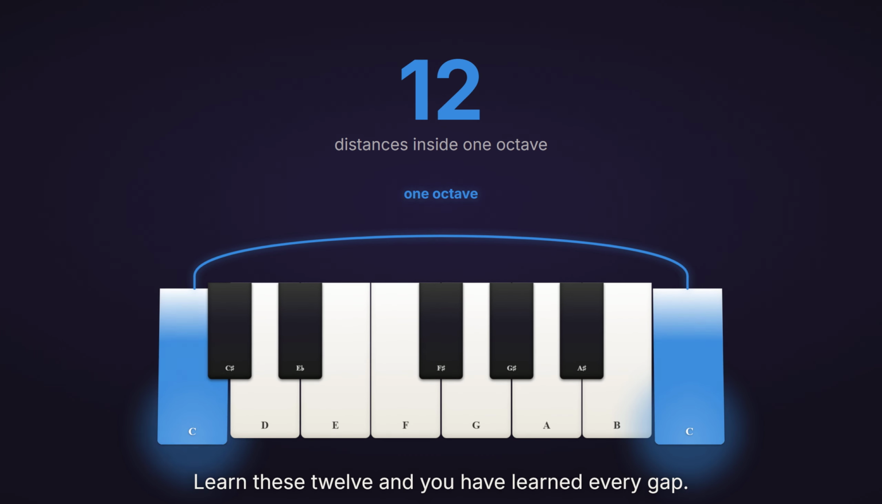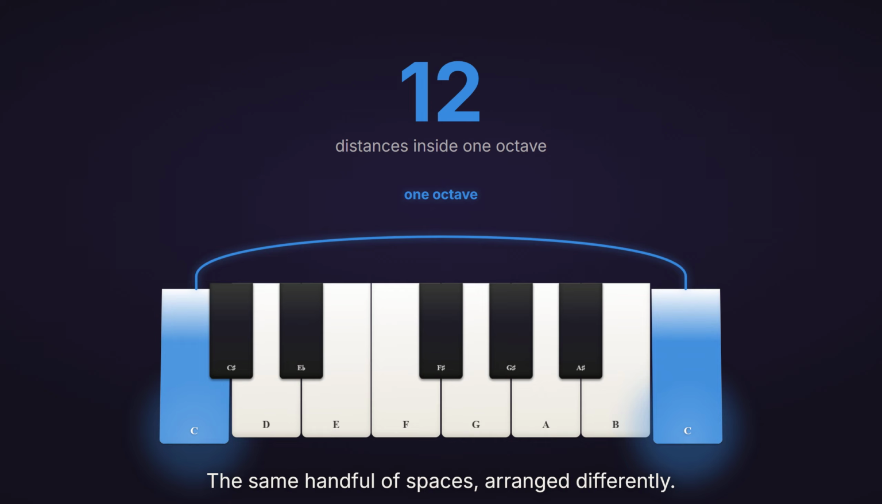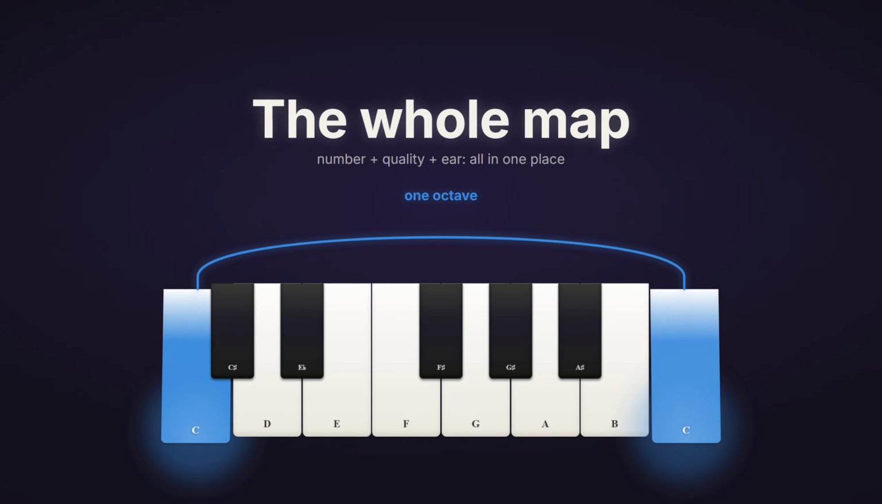Learn those 12, and you have learned every gap that harmony will ever throw at you. A chord that sounds enormous and a chord that sounds simple are built from the same handful of spaces, only arranged differently. Nothing past this point is bigger than what you already have in front of you. So this is the part where the whole map clicks into place.